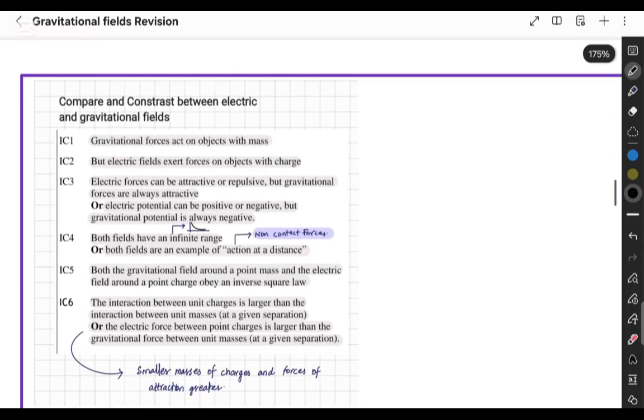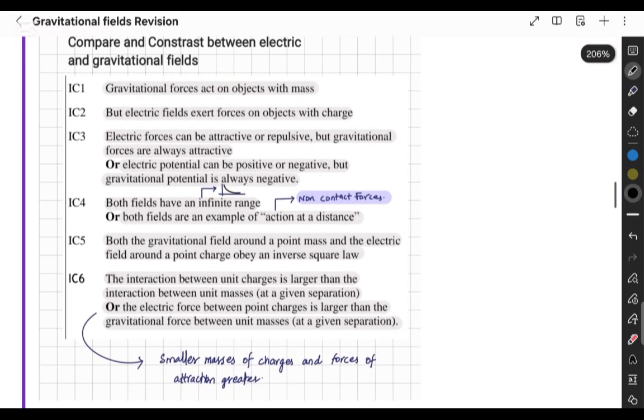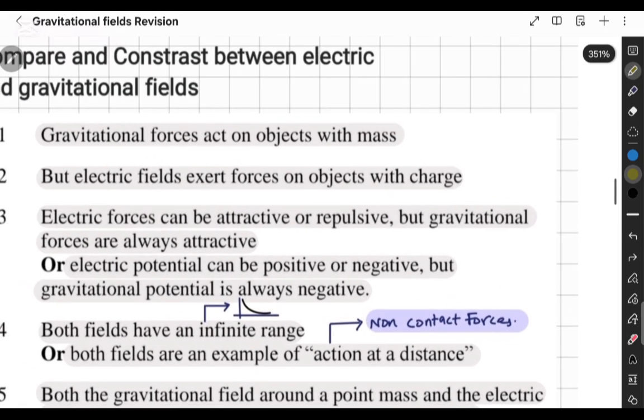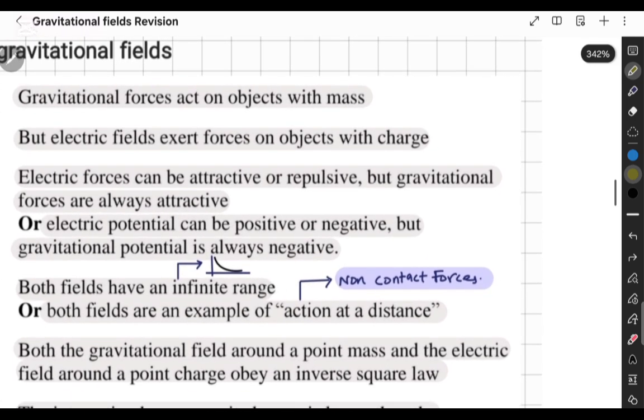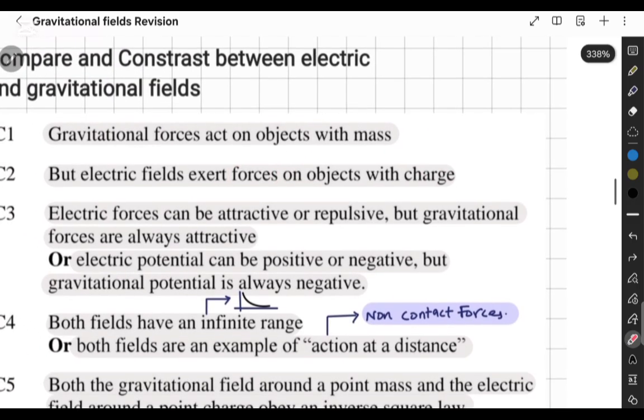I've actually taken the mark scheme for one of the 6 markers they asked, to compare and contrast electric fields and gravitational fields. Look at this, it's a very similar answer to the table above, but I have to explain a few points from here. Remember, gravitational fields always act on mass. But the electric fields, the electric forces, they exert the force on charge. It's basically the definition. Gravitational field is gravitational force on mass, and electric field is electric force on charge.